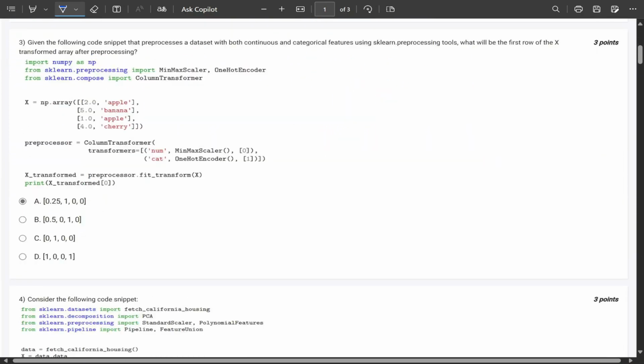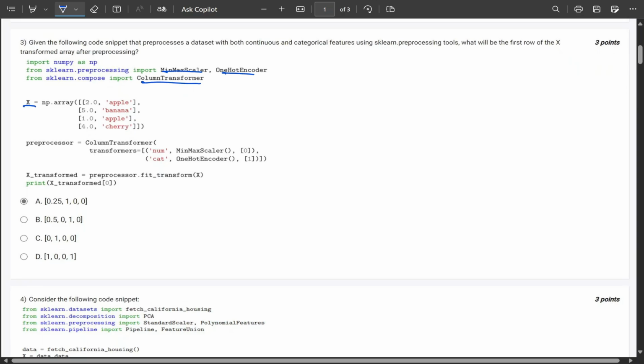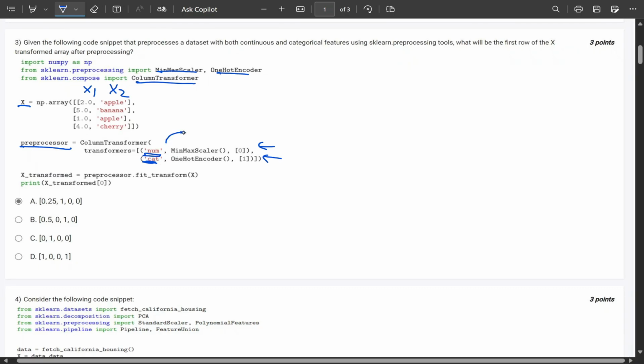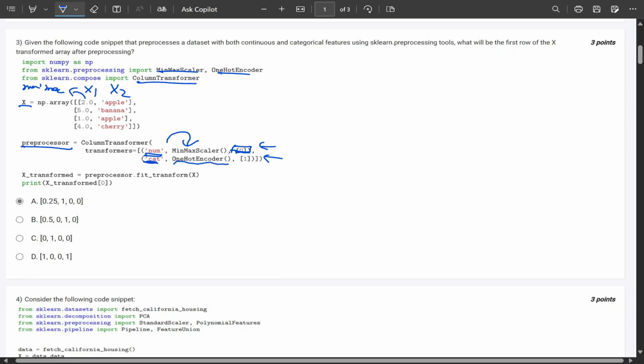Our third question uses MinMaxScaler, OneHotEncoder, ColumnTransformer, and then we create our numpy array here. These are numbers, say this is x1 and this is our feature x2. Then we are creating a pipeline using ColumnTransformer, and we are setting two values. If you see here, this is num and this is cat, which means the numeric pipeline and the categorical pipeline. In the numeric pipeline, you are using MinMaxScaler, and we specify which particular column to use. It is 0, which means we use this particular column for MinMaxScaler. Then we have to one-hot encode our next column, right? So the next column will be one-hot encoded. I will use OHE.